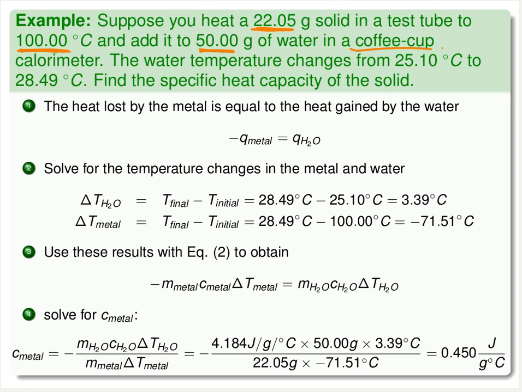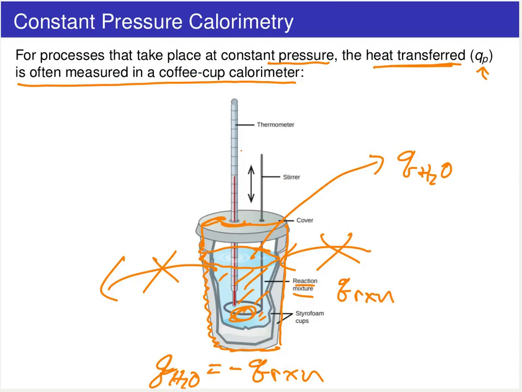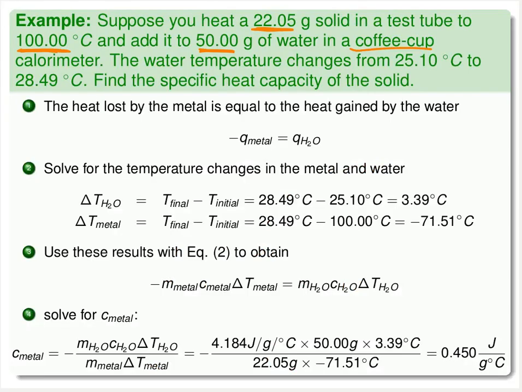Right? And we watch that temperature. Remember that on that slide we have at the top here we've got a thermometer, so we can monitor the temperature as the process progresses. And through taking those temperature measurements, we find that the water changes from 25.10 degrees Celsius all the way up to 28.49 degrees Celsius. And our goal here then is to find the specific heat capacity of that solid.